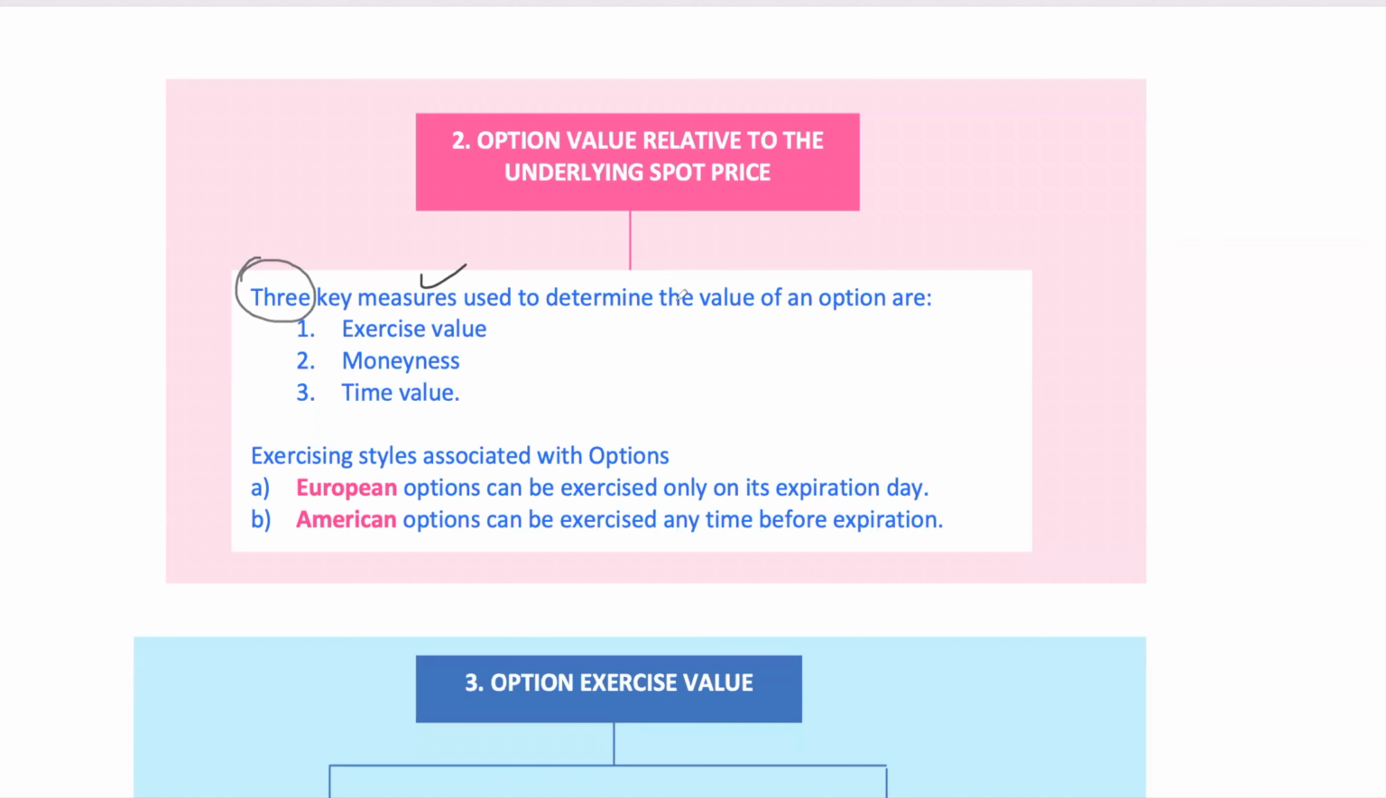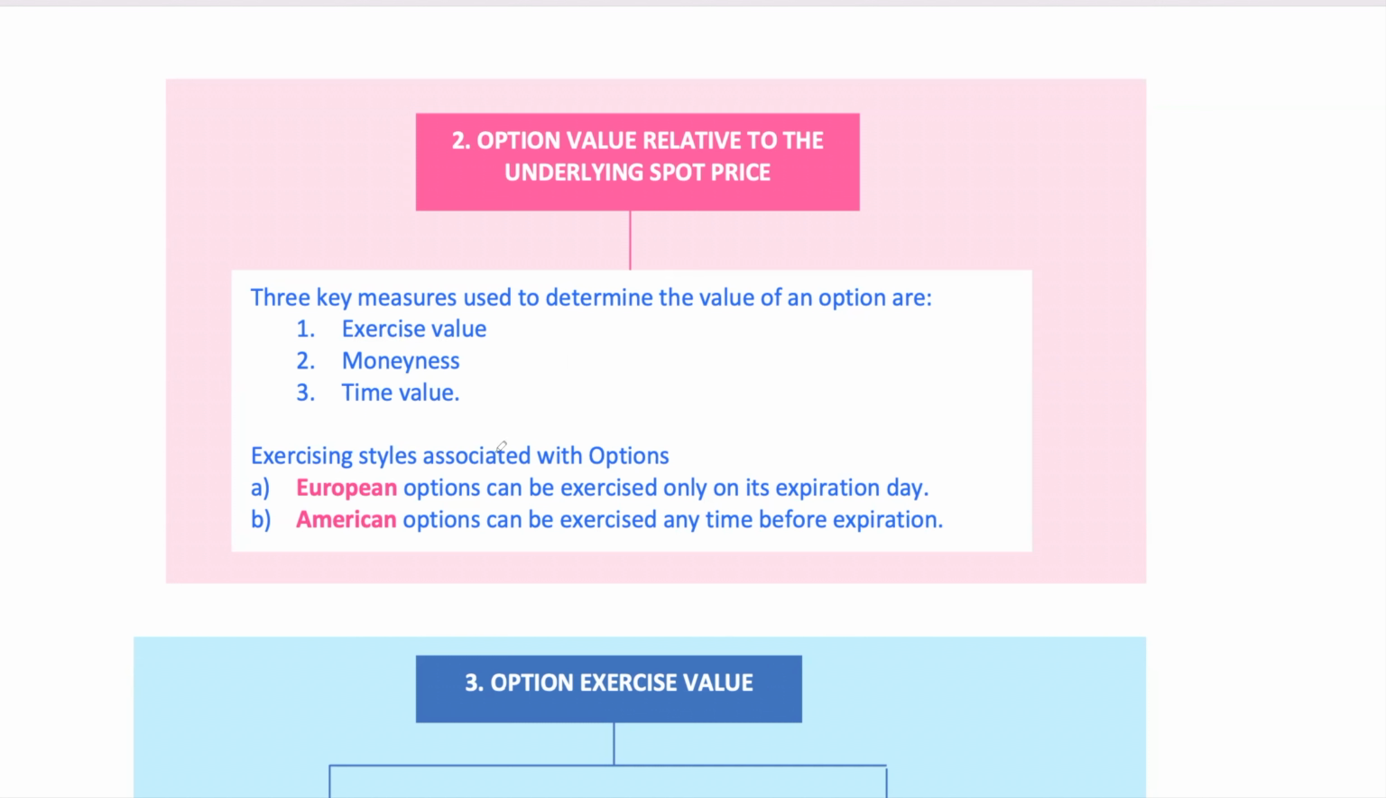Three important measurements describe where an option stands. Exercise value, also called intrinsic value, basically measures what you'd gain if you exercise the option right now. Moneyness indicates whether an option is in the money, at the money, or out of the money. Time value is that extra kicker on top of the exercise value, reflecting the possibility that the underlying price could swing favorably before expiration.